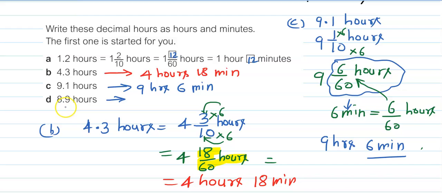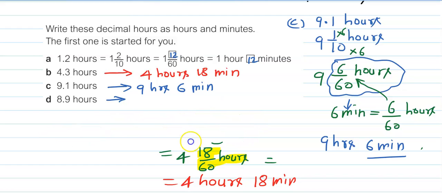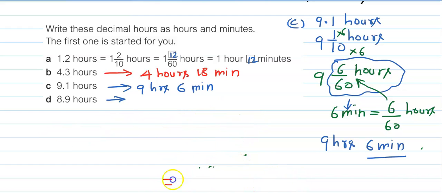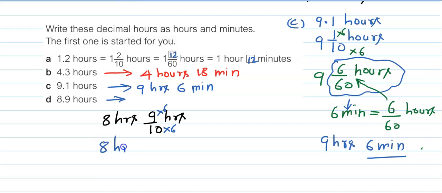Okay, let's go for the last question, 8.9 hours. So how can we do that? 8.9 hours will be 8 hours, and 0.9 means 9 over 10 hours. Again we make 60: you times by 6 here, times by 6 here. So 8 hours, 9 times 6 is 54, 10 times 6 is 60.